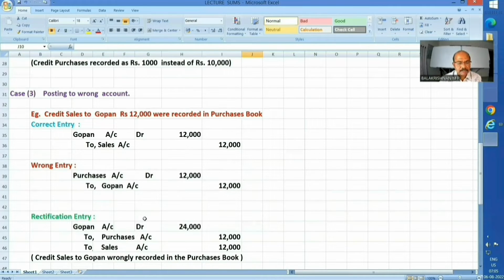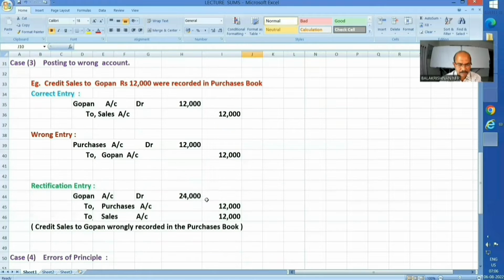That means party to sales. Whereas you have entered it into the purchase book. If you make an entry in the purchase book, it means purchase account debtor to the supplier. So here credit sales to Goban 12,000 were recorded in the purchase book. Had you properly recorded, the correct entry would have been Goban to sales account. Whereas, since instead of entering in the sales book you entered in the purchase book, the wrong entry is purchase account debtor to Goban.